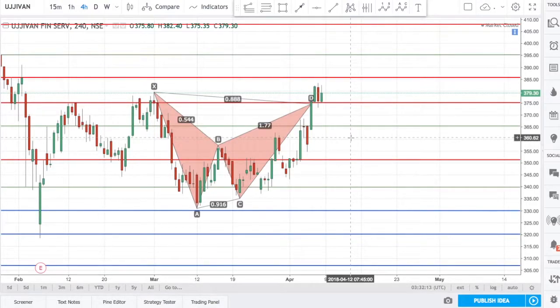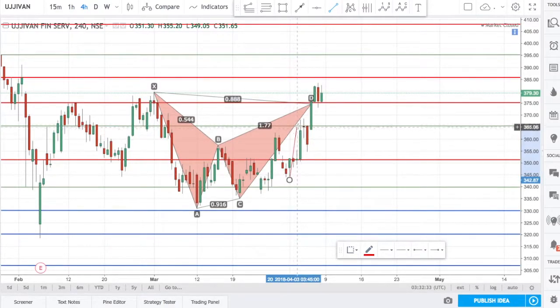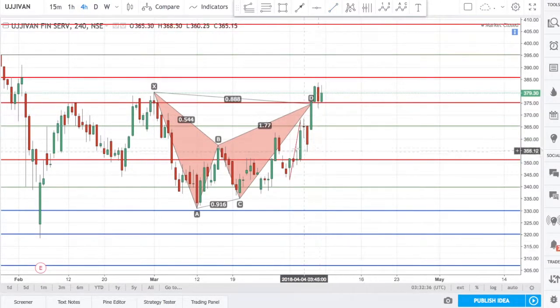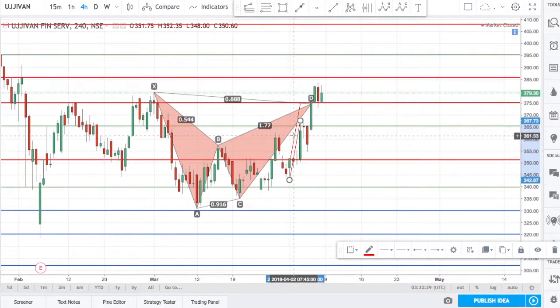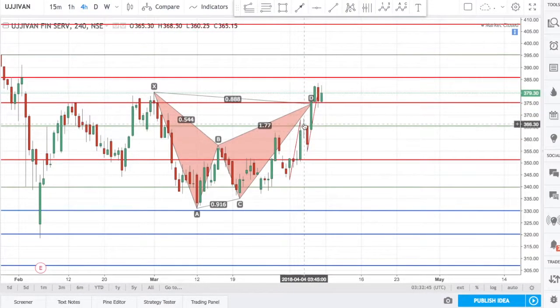Now, do we have references to strengthen our trade? Let's find out. This is a possible ABCD pattern, where this is our AB leg, the retracement BC leg, and the CD completion leg. So this is our possible ABCD.